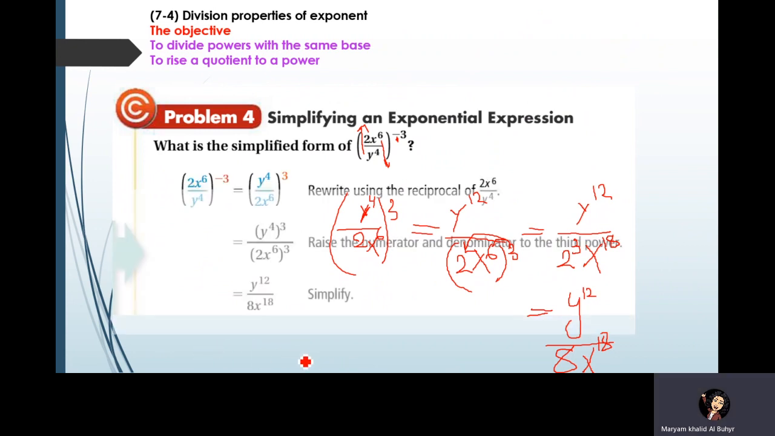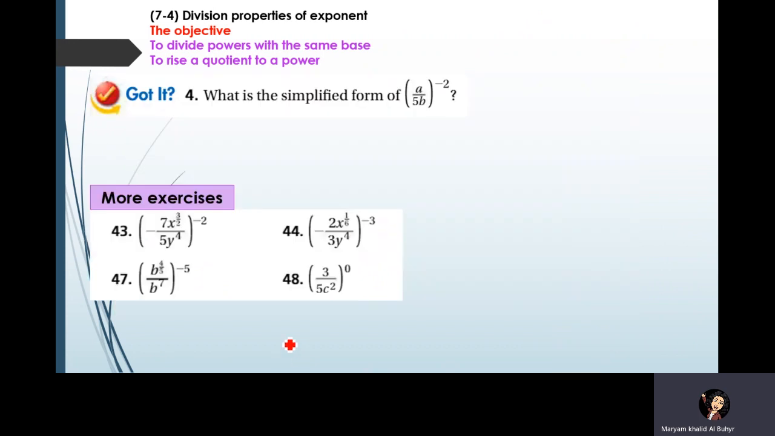So that's the idea. Let me give you more exercises related to that. Again, since I have the negative here, I will move the denominator up in the numerator and the numerator in the denominator. Then I will have it positive. So that will be 5b over a, all this to the power 2. That is equal to 5b to the power 2 over a to the power 2.